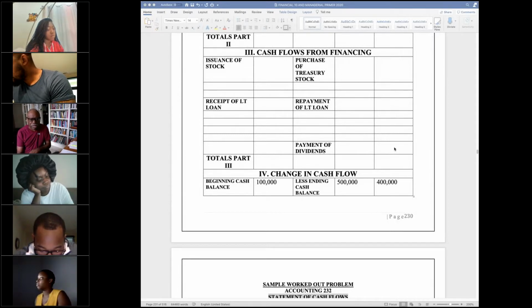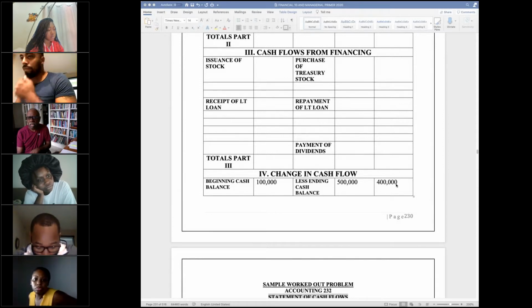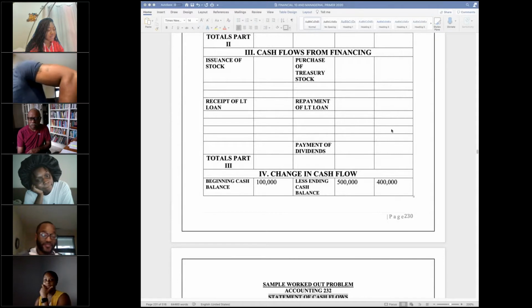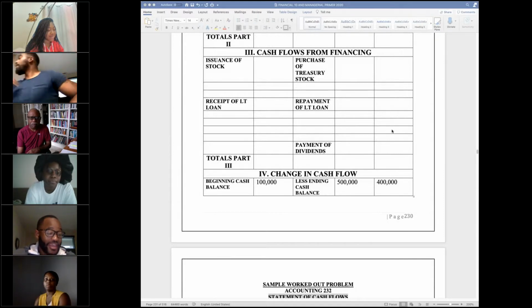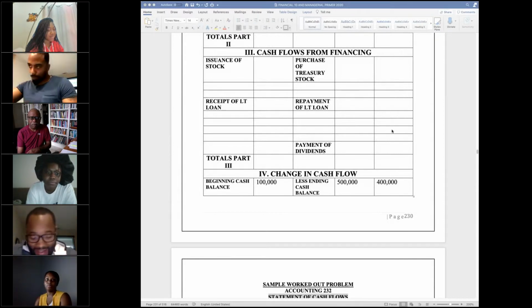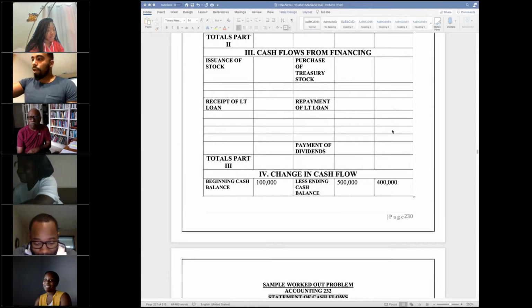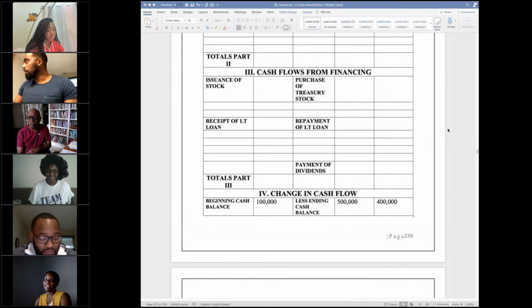So my reason in telling you to calculate the cash first was you could get something on the cash flow statement. There's no reason why you can't get something on the cash flow statement. What's the second thing I told you to put on the cash flow statement? I told you to put the net income on the cash flow statement.